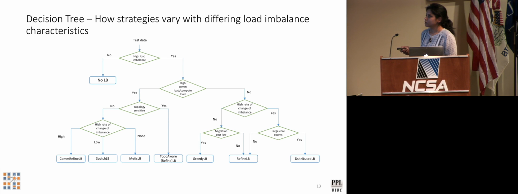And on this side of the subtree, you want to also check about large core counts. If the rate of imbalance is high and the number of cores is also large, then distributed LB might be the way to go. However, the issues here are that we do not know what it really means when you say that the communication load is much higher than computation load, or what is the rate of change of imbalance at which you decide to go this side or that side. So we primarily use this decision tree in order to figure out what features to feed into our model.